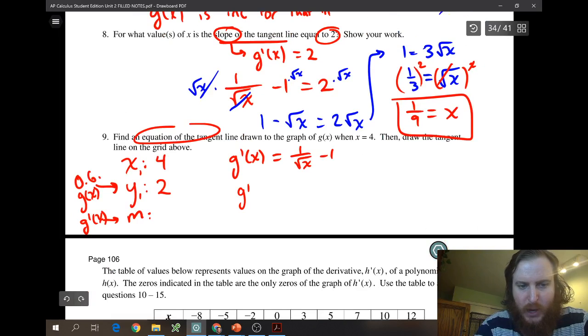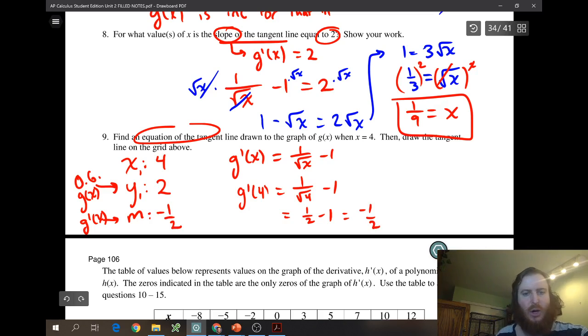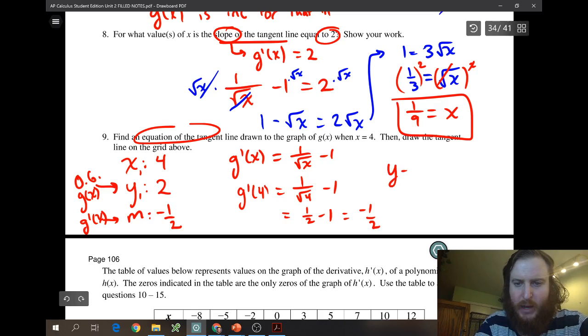So that means that g prime of 4 would be 1 over square root of 4 minus 1, which is 1 over 2 minus 1. A half minus 1 is negative 1/2. 1 over 2 minus 2 over 2. Right? And we don't do plus or minus 2 here because it was a function, right? When we're solving for x, we'll do the plus or minus. But when we're plugging into a function, we only do the positive side. So this gives us y minus 2 equals negative 1/2 times x minus 4.